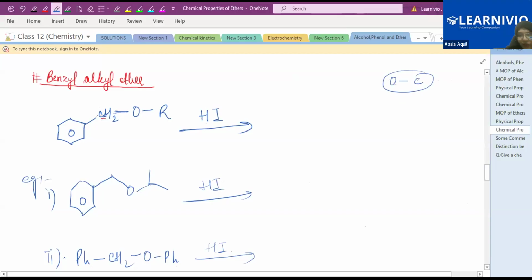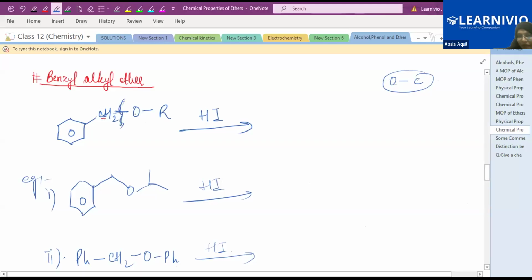Now you have two options. You can break this bond or this bond, right? But this benzylic carbon is very reactive, so due to that, this bond will break. This bond will break, right? And what you are supposed to attach: this oxygen is negative, right?